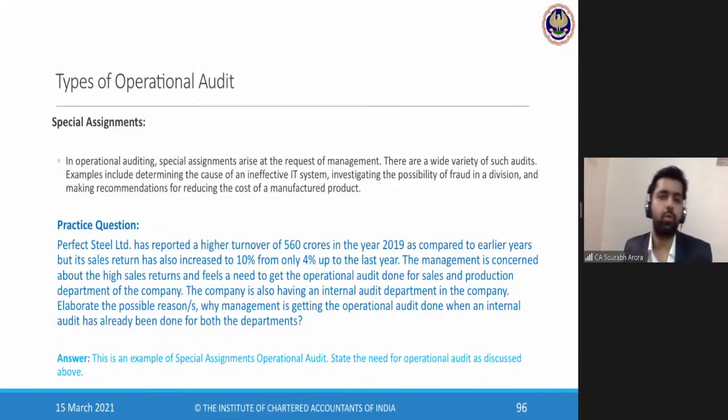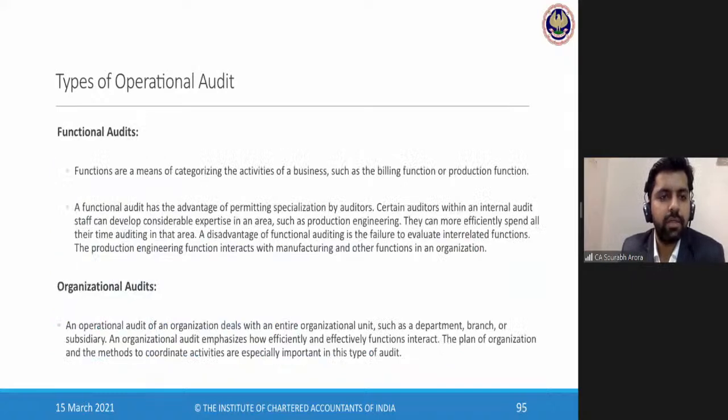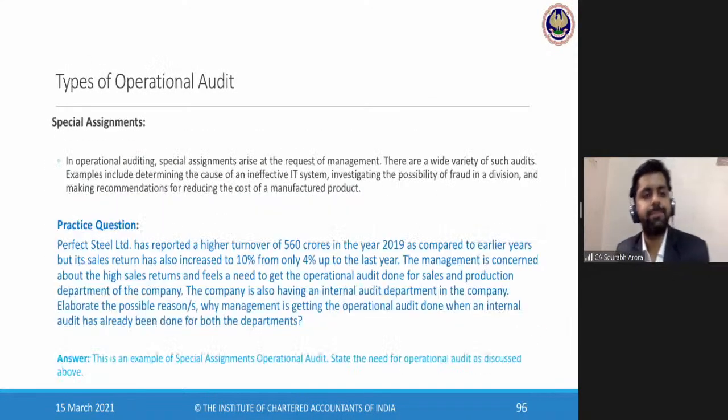Elaborate the possible reasons why management is getting the operational audit done when an internal audit has already been done for both the departments. So here you should emphasize the difference between the internal audit and operational audit, because the management is concerned that the internal audit has already been done. Then why should we get another audit? So emphasize the importance of operational audit vis-a-vis internal audit. Say that operational audit is a deep dive into the particular operations and not just the audit of internal controls. This can be a special assignment operational audit rather than the all-encompassing internal audit. And discuss the points that we have already discussed over here, the need for operational audit.